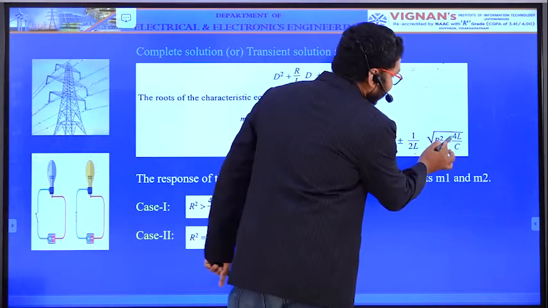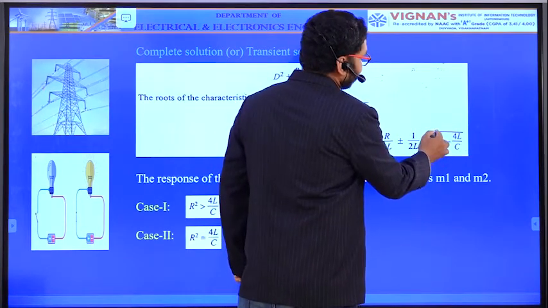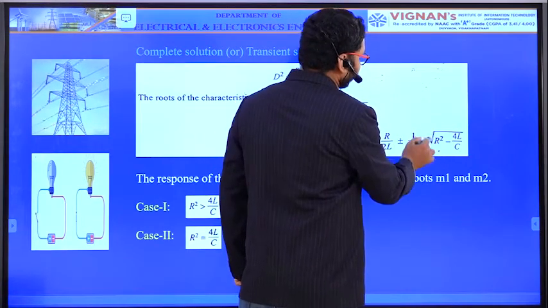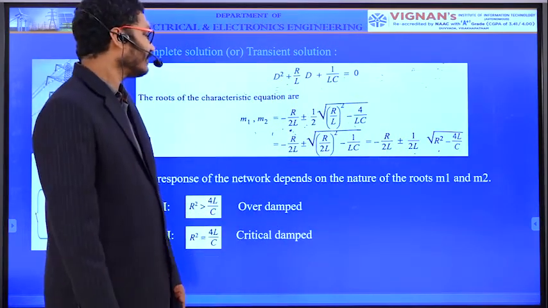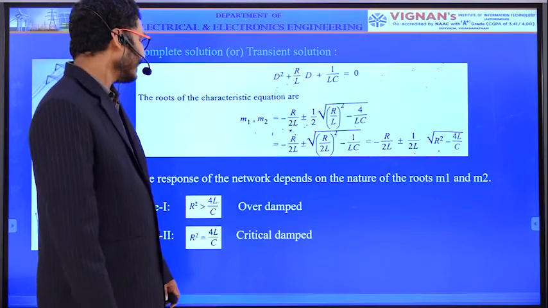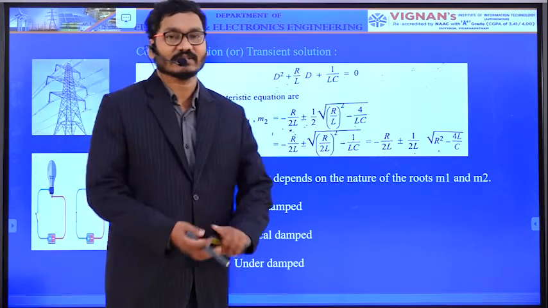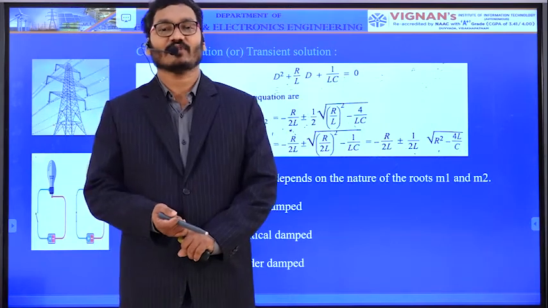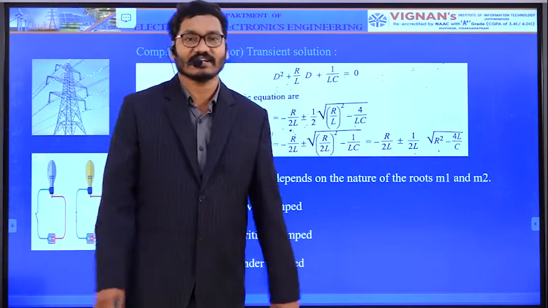Okay, suppose this term is negative. In a root, negative means j squared; the square and root get cancelled and j comes out, which means imaginary values. So r squared less than 4L by C means it is underdamped, and you will have imaginary roots. Remember one thing: suppose r squared is greater than 4L by C, you will get overdamped, which means the roots are real and different.